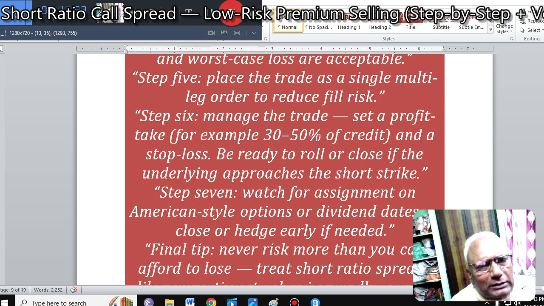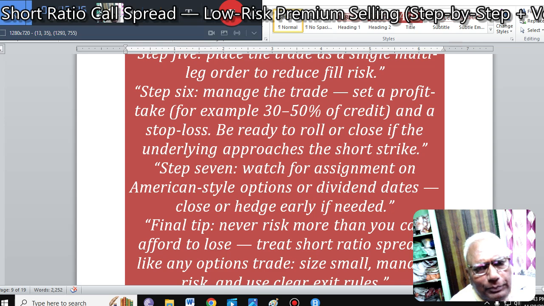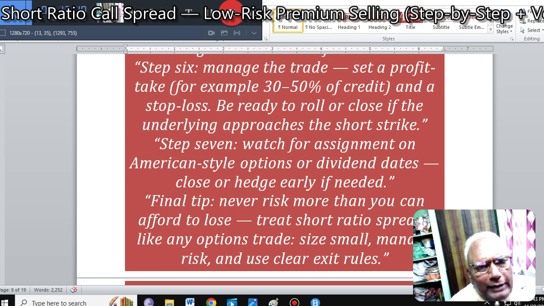Step 6. Manage the trade. Set a profit target, for example 30 to 50% of the credit, and a stop loss. Be ready to roll or close if the underlying approaches the short strike. Step 7. Watch for assignment. On American style options, watch dividend dates, and close or hedge early if needed.